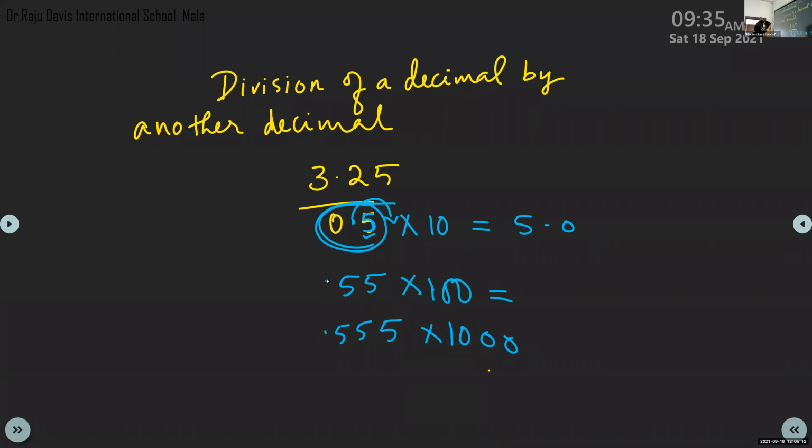If I multiply this 0.55 with 100, 1, 2, for 2 zeros, the point will jump forward and it will become 55.0. And here, if I multiply by 1000, 1, 2, 3 places, the point will jump and it will become a whole number, isn't it? Now it became a whole number, or a natural number.